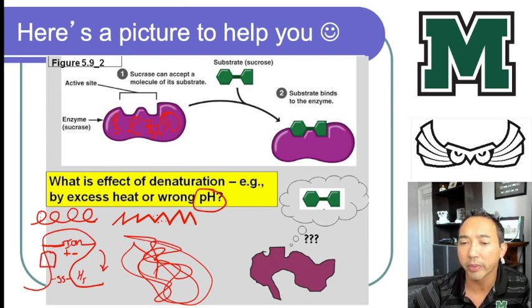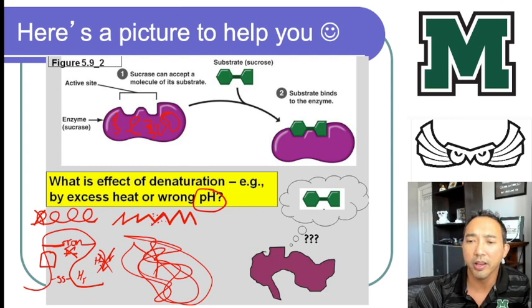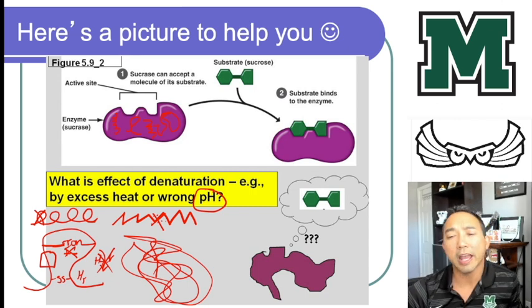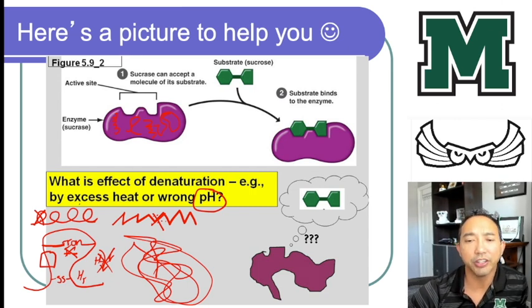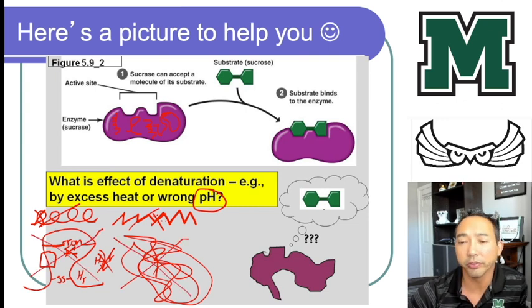But if this is a hydrogen bond here, I can break that. If this is a weak interaction in the ionic bond, I can break that. I can break this bond here that's holding these loops together. I can also break these bonds holding these beta sheets together. So what happens then is that I remove the secondary structures, I remove a lot of the tertiary, which essentially removes the quaternary structure, making it into more of a primary structure.